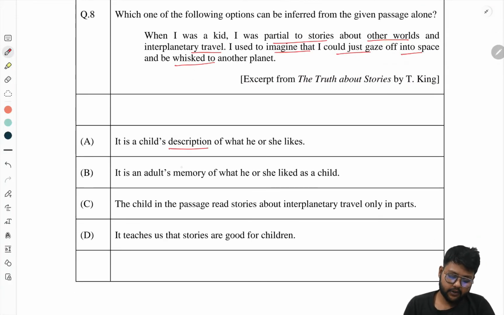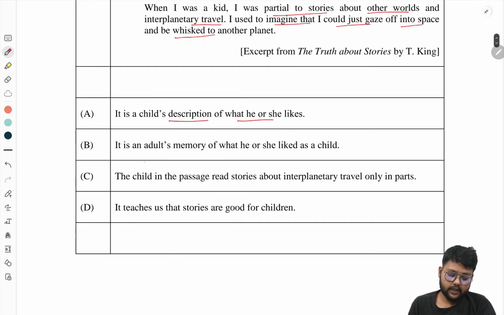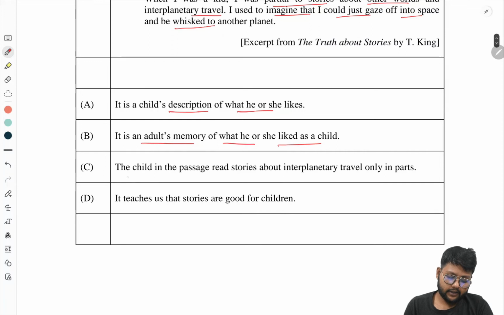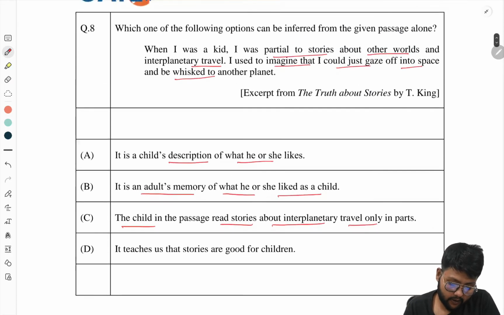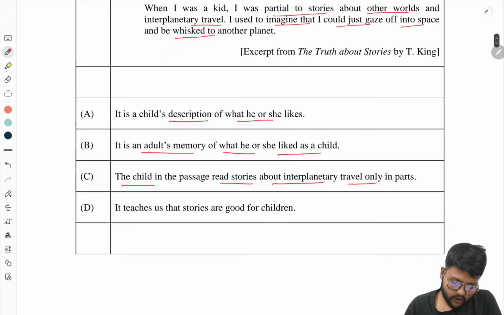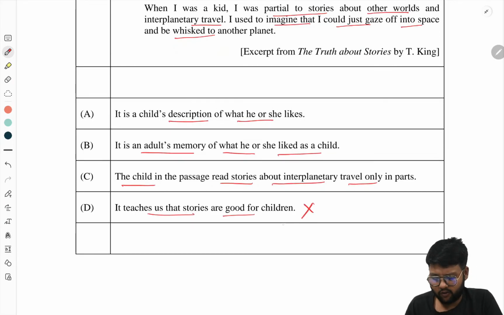So it's a child's description of what he or she likes. It may be the answer. Okay, the next option is it's an adult's memory of what he or she liked as a child. So this can be our most appropriate answer. We can check the other options also. That the child in the passage reads stories about interplanetary travel in the past. No, it is not the correct one. It says when I was a kid, which is past tense, meaning the kid is not reading now, but it's a past one. And it teaches us the stories are good for children is obviously not the correct one.